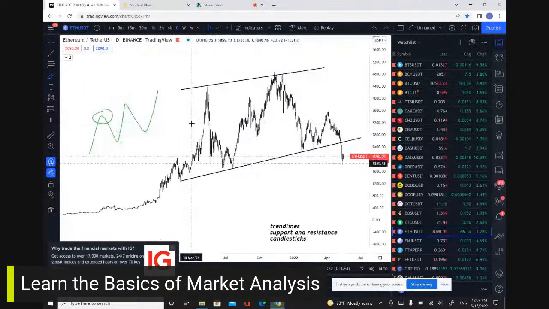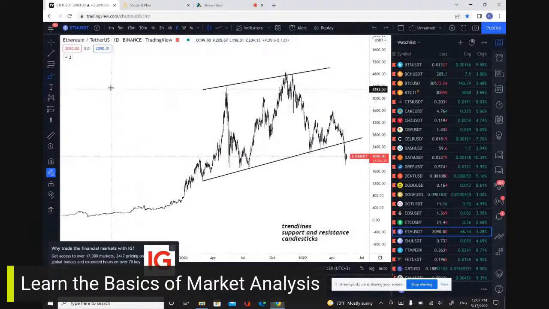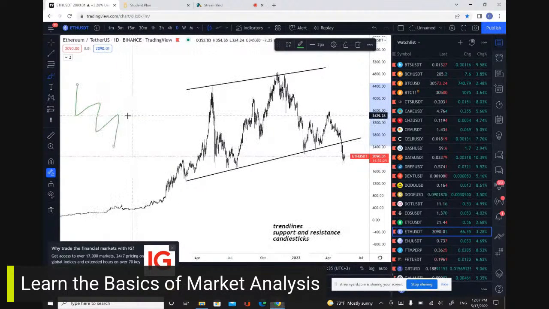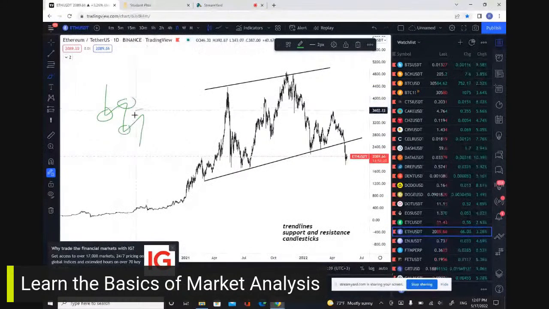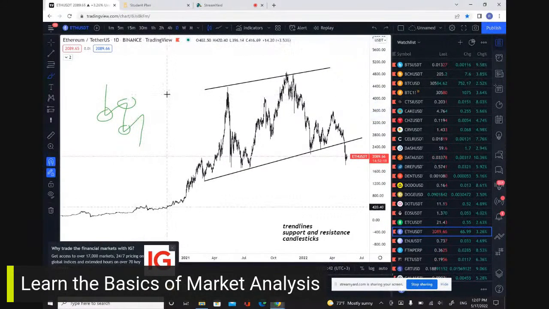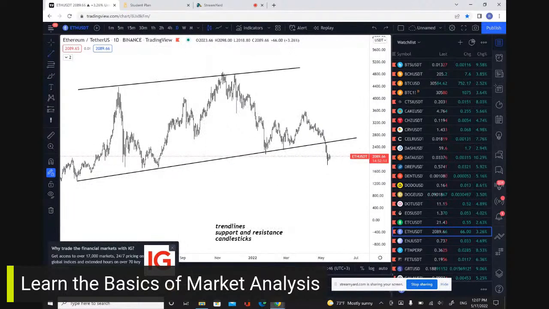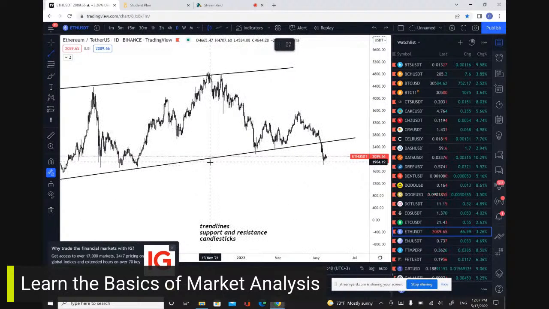However, if we were talking about a bearish trend line, we can see something like this. So this is a low, this is a lower low, this is a high, this is a lower high. So this is how trends are identified. The trend lines are for you to better visualize.